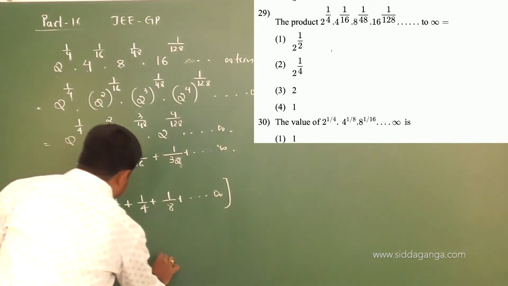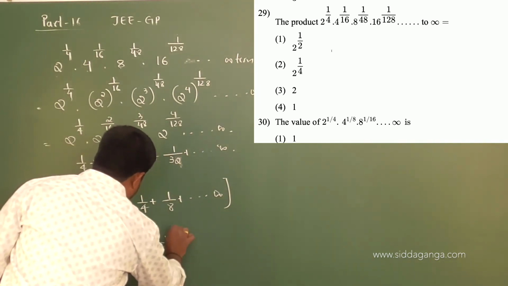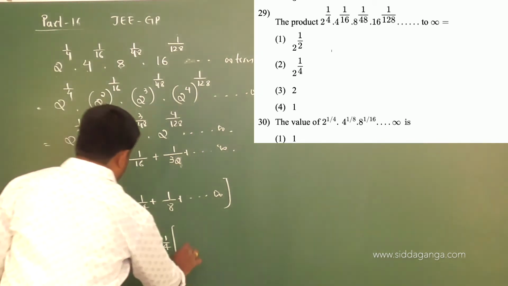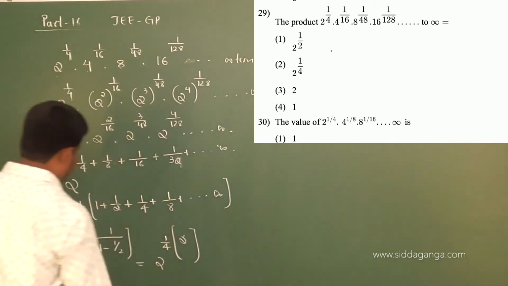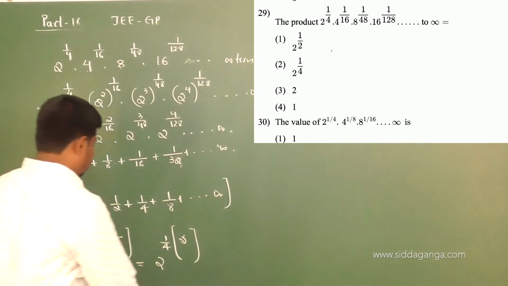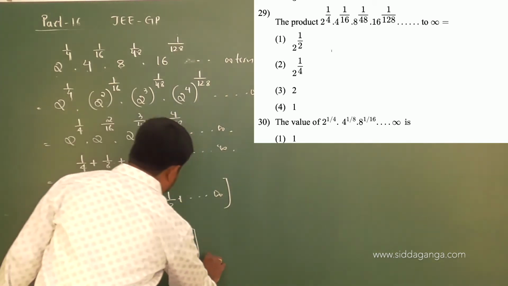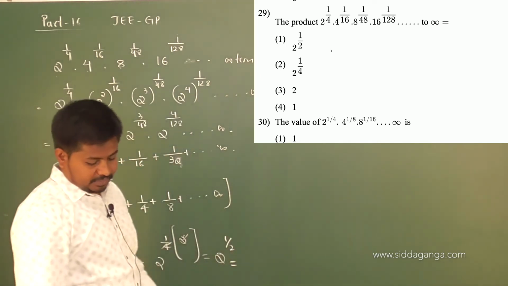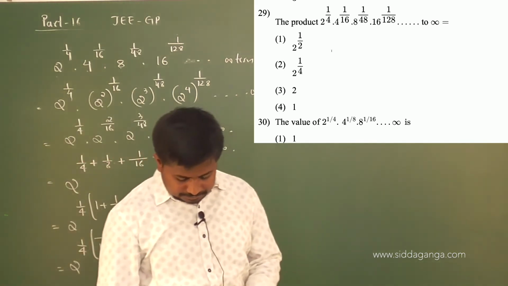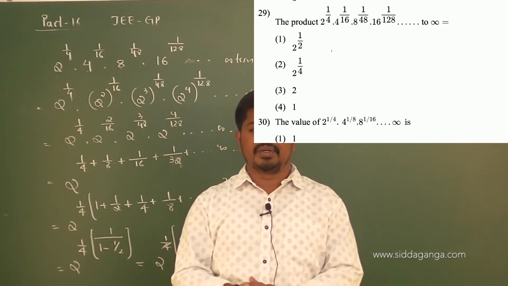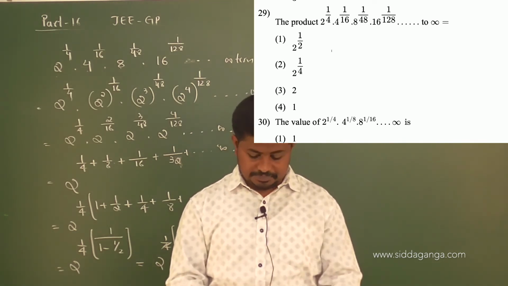This gives 2 power of 1/4 into 1 over (1 minus 1/2), so you get 2. So 1/4 plus 1/4, you get 2 power of 1/2, or root 2. So option first is the correct one. 2 power 1/2 is the required product of the given terms.